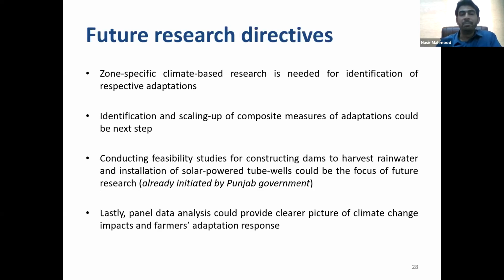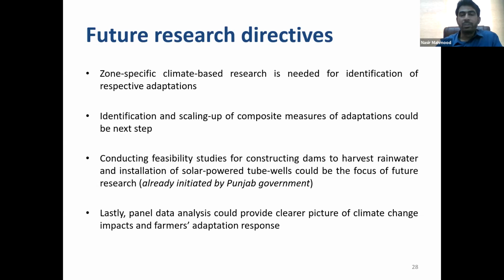So there are some research directives that I want to suggest and that could be possible to do in future in Pakistan. First, there is a need for zone-specific climate-based research for the identification of area-specific adaptation. Second is the identification and scaling up of the composite measures of adaptation would be the next step.